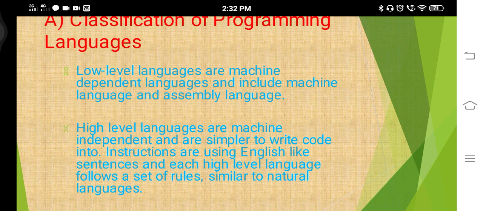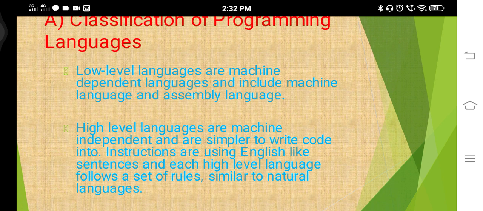There are two major categories of computer programming languages, that are high level language and low level language. Low level languages are machine dependent languages and include machine language and assembly language. Machine dependent languages means it is near to zeros and ones. But high level languages are machine independent, that means they do not depend on the machine.